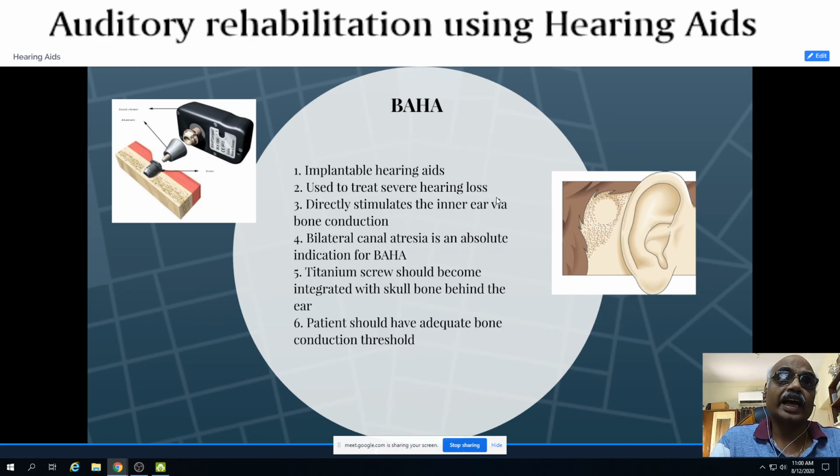So these patients ideally deserve a bone anchored hearing aid, and these patients should have adequate bone conduction threshold. That is one of the major things the patient should have before going in for BAHA. They should be able to hear well the sound conducted via the bone, because BAHA conducts sound via the bone. So this is as far as BAHA is concerned.